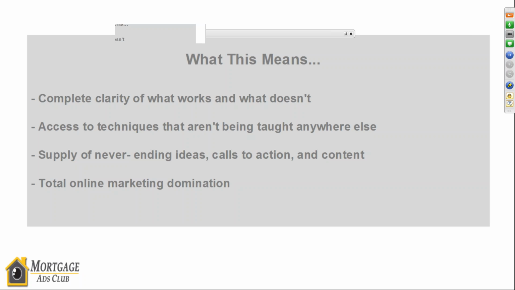The software gives you a supply of never-ending ideas, calls to action, content. It's just what I refer to as total online marketing domination. That's really what this is all about. I mean, imagine being the person who doesn't know how to do these things or doesn't have access to this information, trying to compete with somebody who does. Who do you think has that advantage? An insane advantage, in fact.